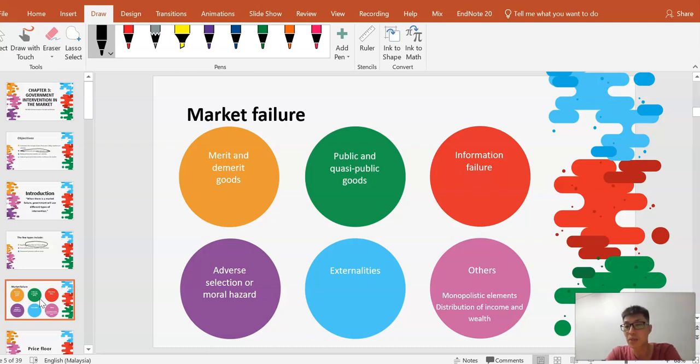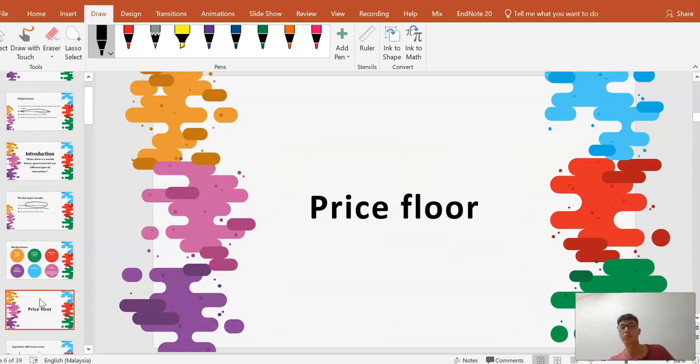The last part is something that we're not going to cover. It is known as the monopolistic elements, the distribution of income and wealth. It will be covered in macroeconomics. So monopolistic elements is something in chapter 5. There are four types of market structures. Now, going back to price floor, due to all these market failures, government may want to intervene in the market.